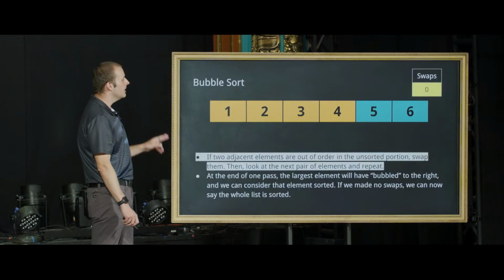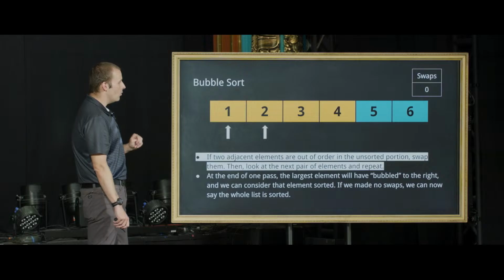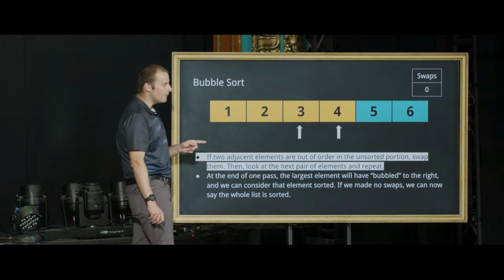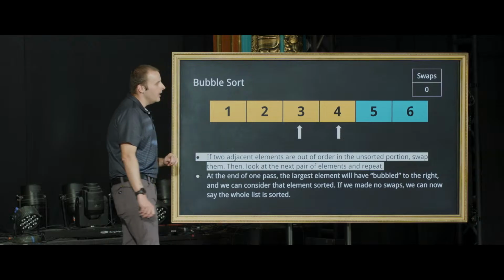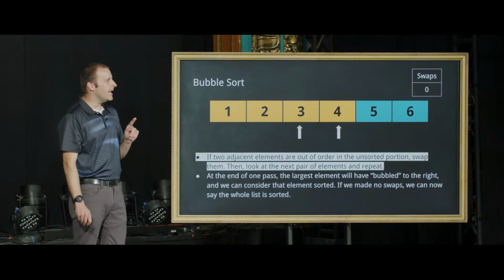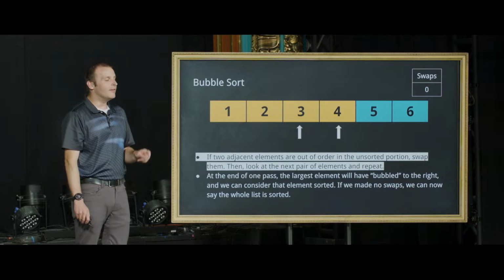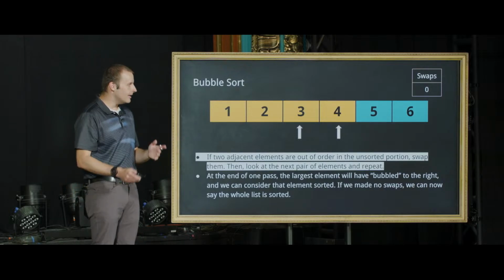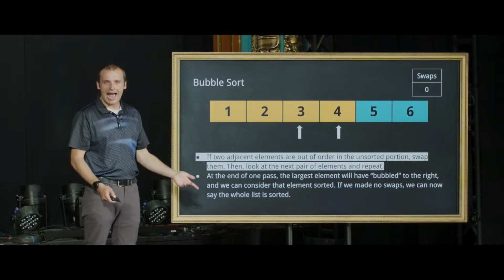We'll reset it again, and we'll start comparing pairs. So 1 and 2 don't need to swap. 2 and 3 don't need to swap. 3 and 4 don't need to swap. And now we're done, and we made no swaps. If we didn't have to change the position of any values, then everything else has to be correct.